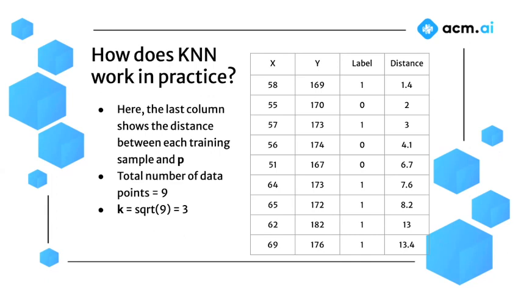Now, if you count the number of data points, we have exactly 9 data points. So what does that mean our K value has to be? 3. The square root of 9 is 3. It's an odd number. All good.